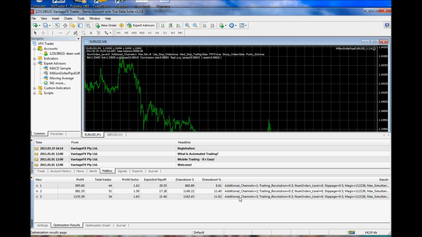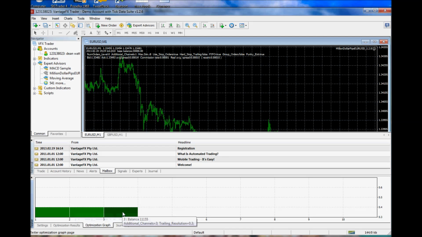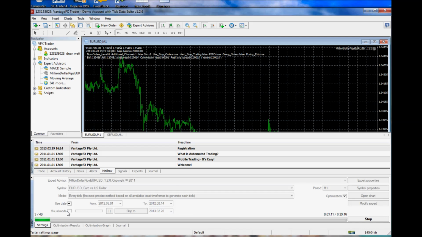And as you can see, different settings make slightly different profits. And at the moment, this one's coming out to be the most money. So that's good. We have an optimization graph, which is just showing the different balances at the moment. So I'm going to pause that, let that run through, and then we'll have a look at that at the end and see how well we're getting on.